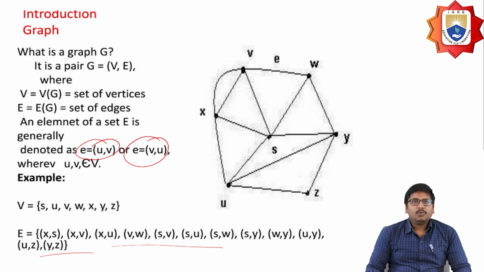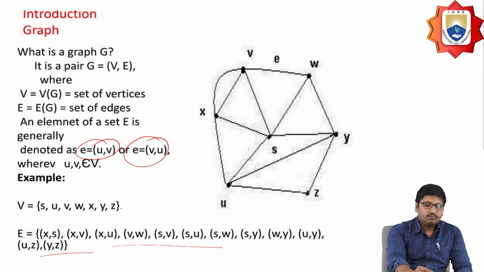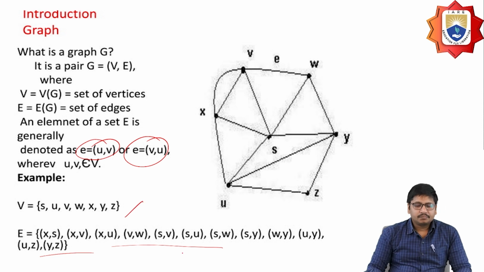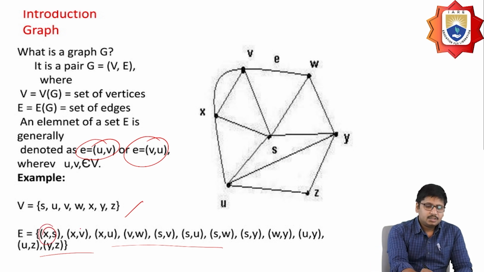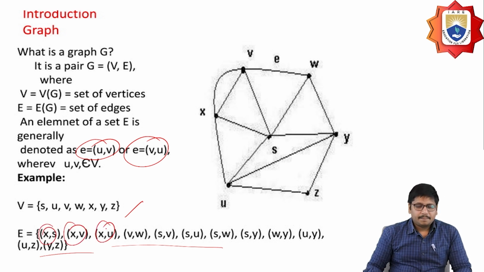So here what I'm going to say is, a graph is nothing but a pair of vertices and edges, where V is the set of vertices and E is the set of edges, and an edge is represented as VU and UV as well. So in the given graph G, if V is the set of vertices and E is the set of edges, then I am able to consider the edges like this.